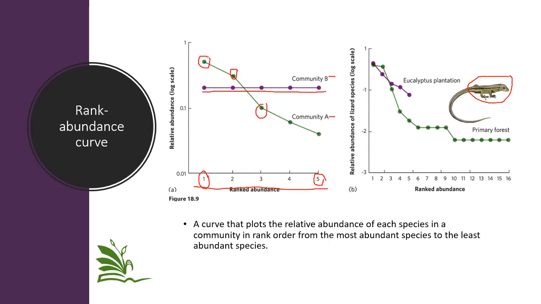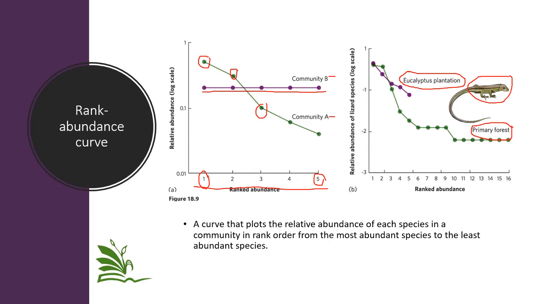And that's because we didn't know what kind of communities we were looking at. But community A is actually a primary forest, and community B is actually eucalyptus plantation. So in this case, in the first image, all we're showing you is an example. But in the second example on the right, we're actually showing you real data.